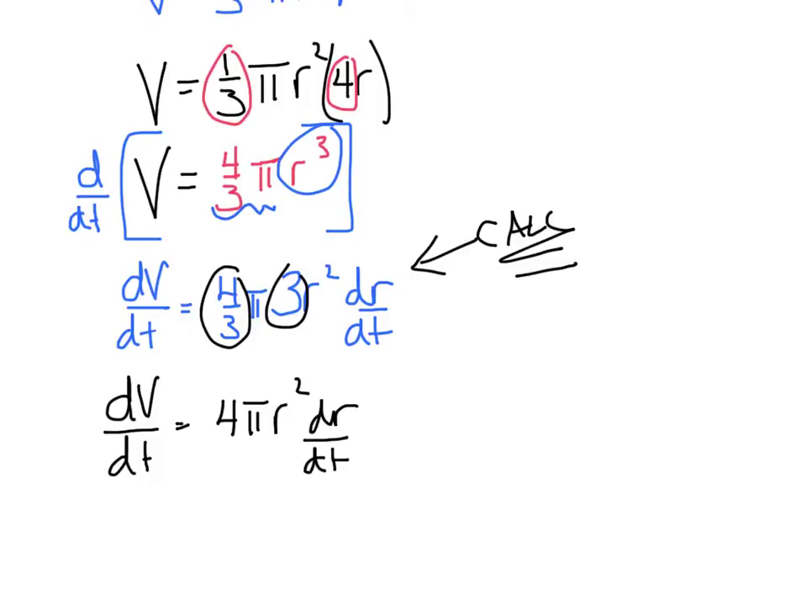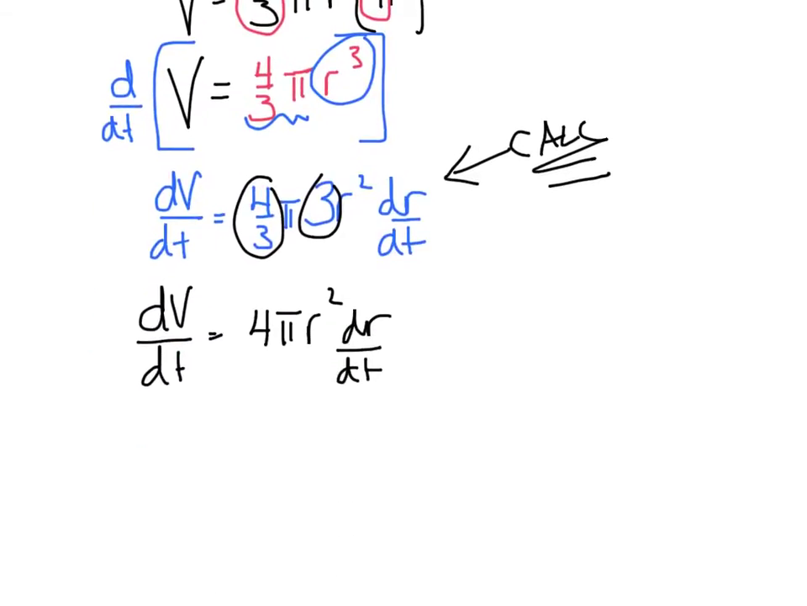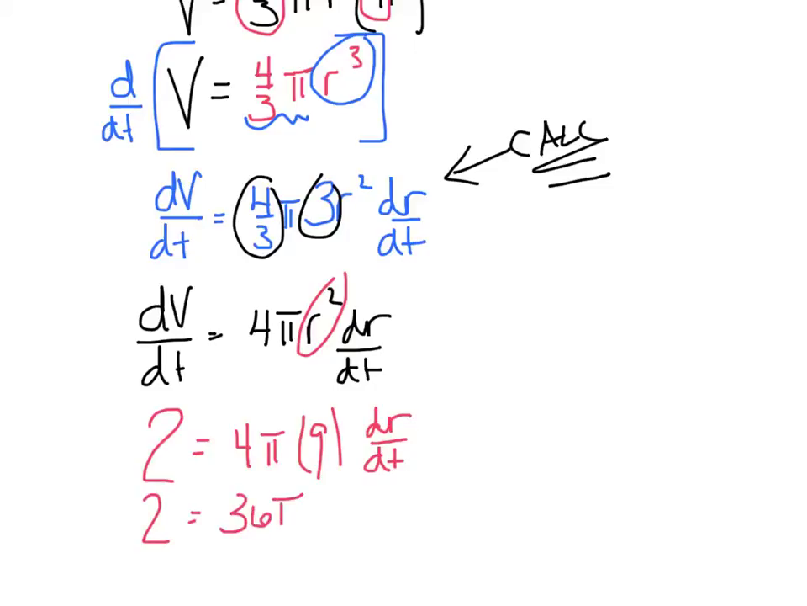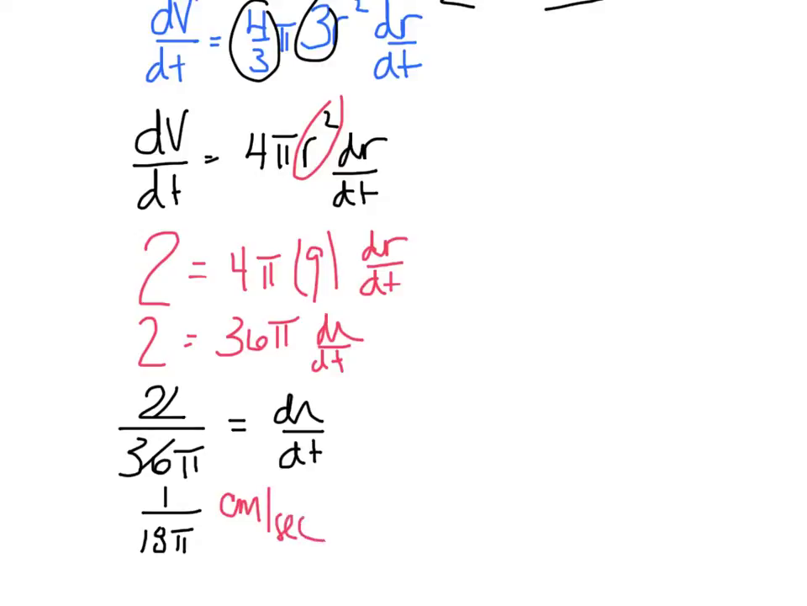And the question said, what is dr/dt specifically when the radius is 3? So my dV/dt was 2. My radius is 3, so this is r squared, so that's going to be a 9 dr/dt. I've got 2 equals 36 pi dr/dt. And lastly, when I solve, I get 2 over 36 pi, notice that's in the denominator, dr/dt. And clearly that reduces to 1 over 18 pi. Now again, I need to slap some units on this puppy, and this was centimeters per second.